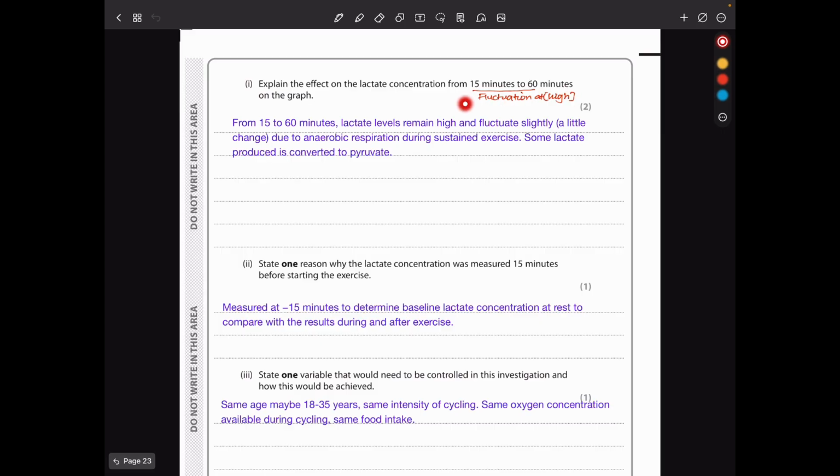This is when they are functioning at a higher peak. So I said from 15 to 60 minutes, lactate levels remain high and fluctuate slightly, meaning there is a little change due to anaerobic respiration during sustained exercise. Some lactate produced is converted to pyruvate. That's why we see the increase and decrease and increase and decrease like that.